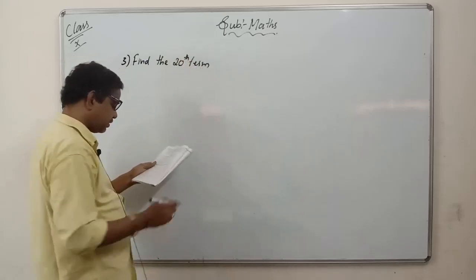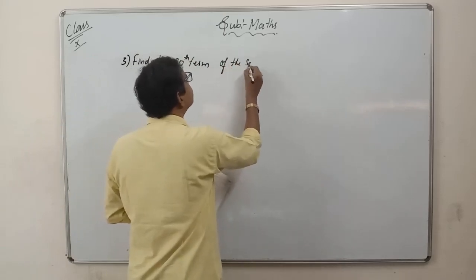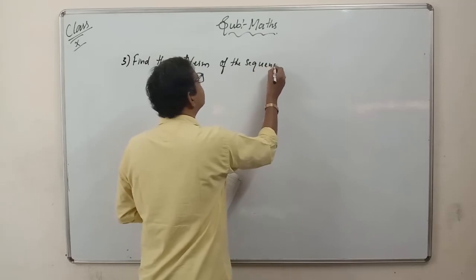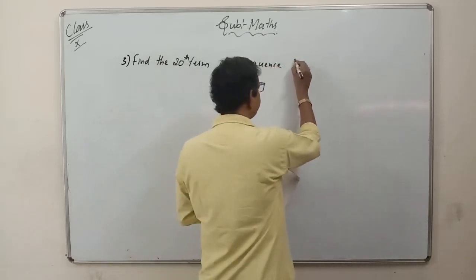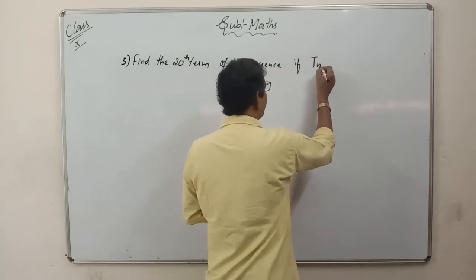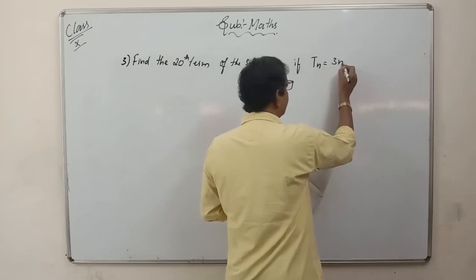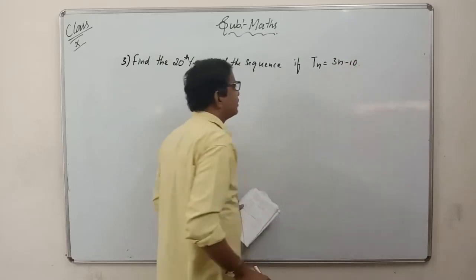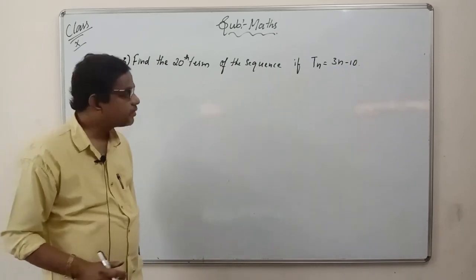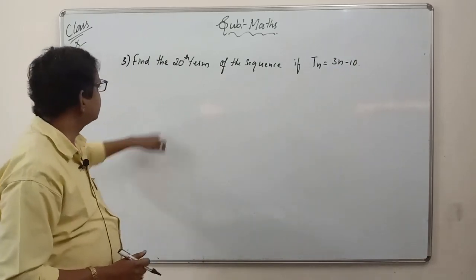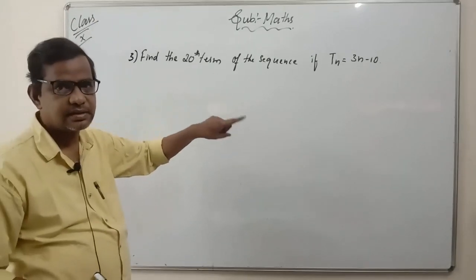Find the 20th term of the sequence if Tn equals 3n minus 10. So what is the question? The question is, find the 20th term of the sequence if Tn equals 3n minus 10.